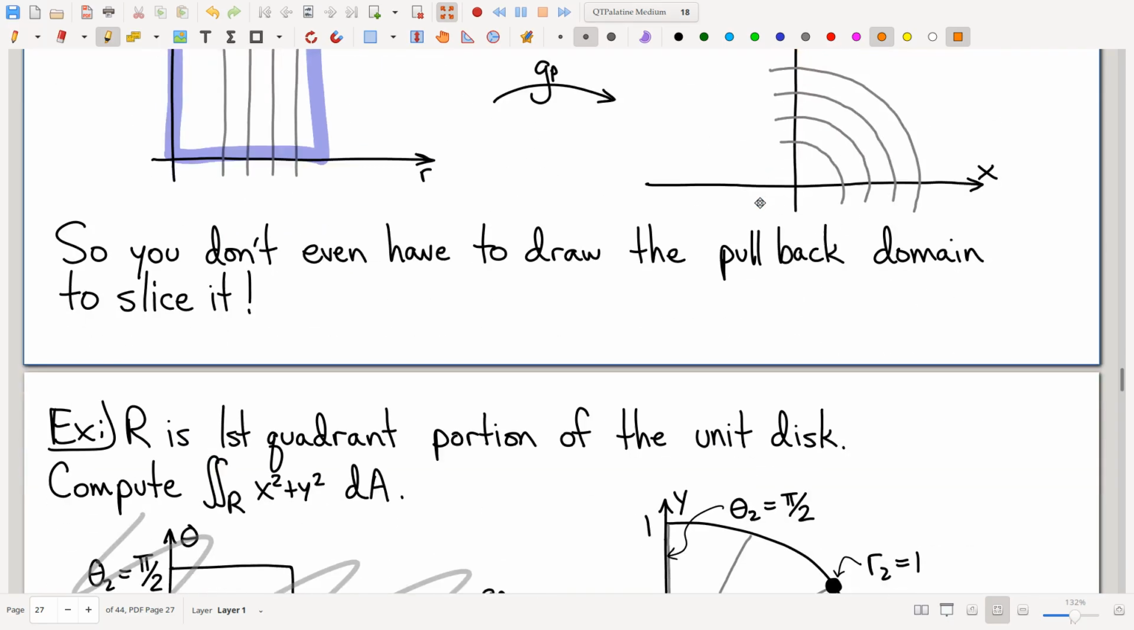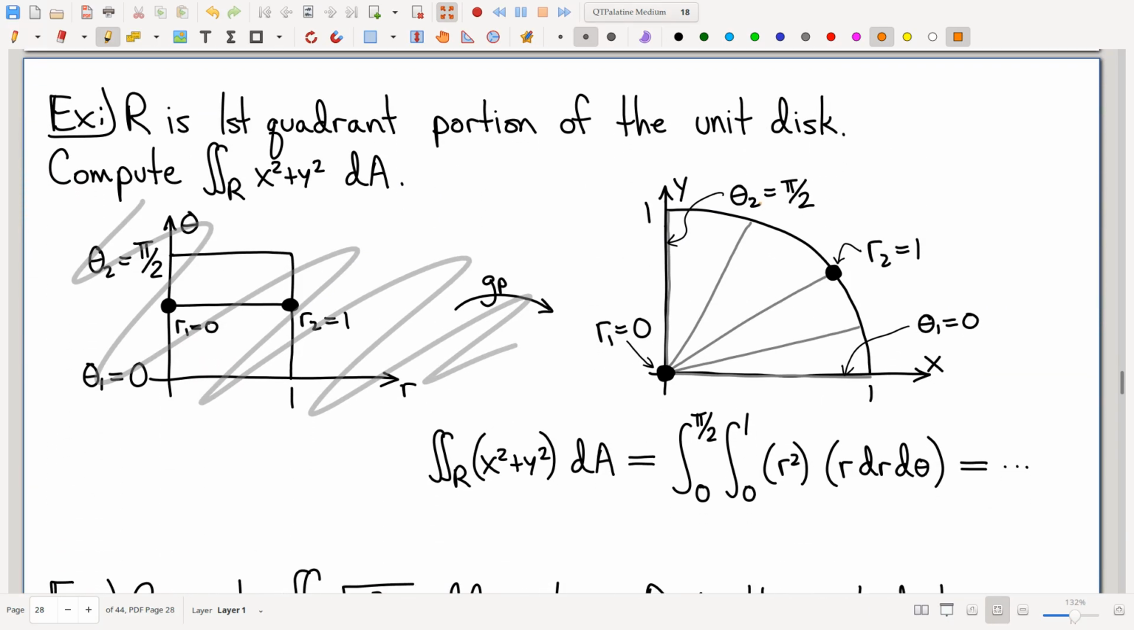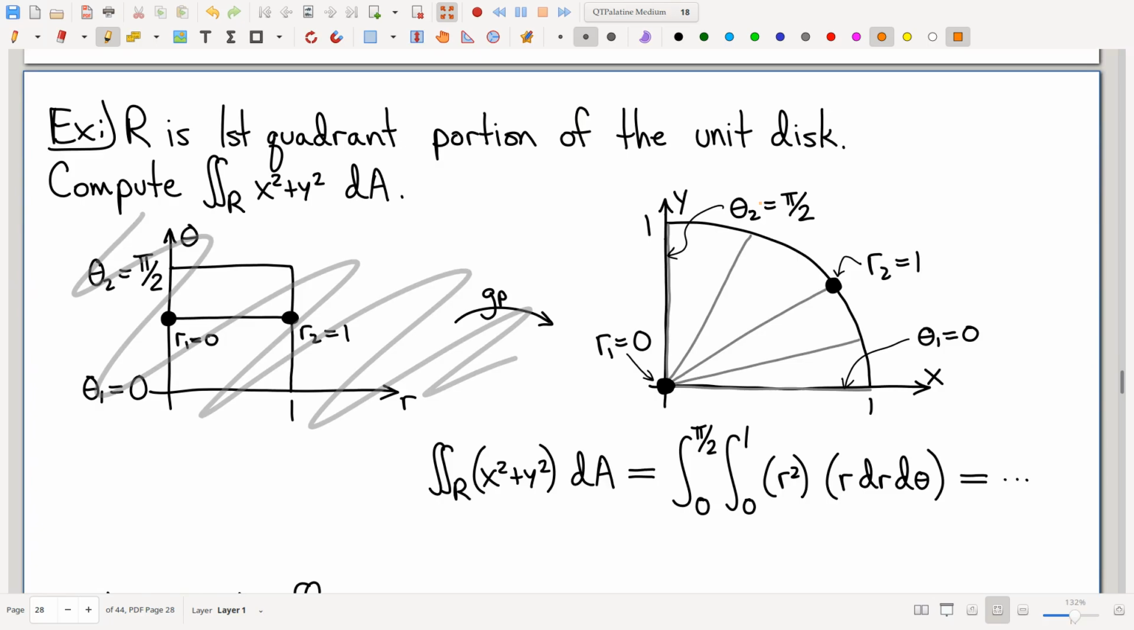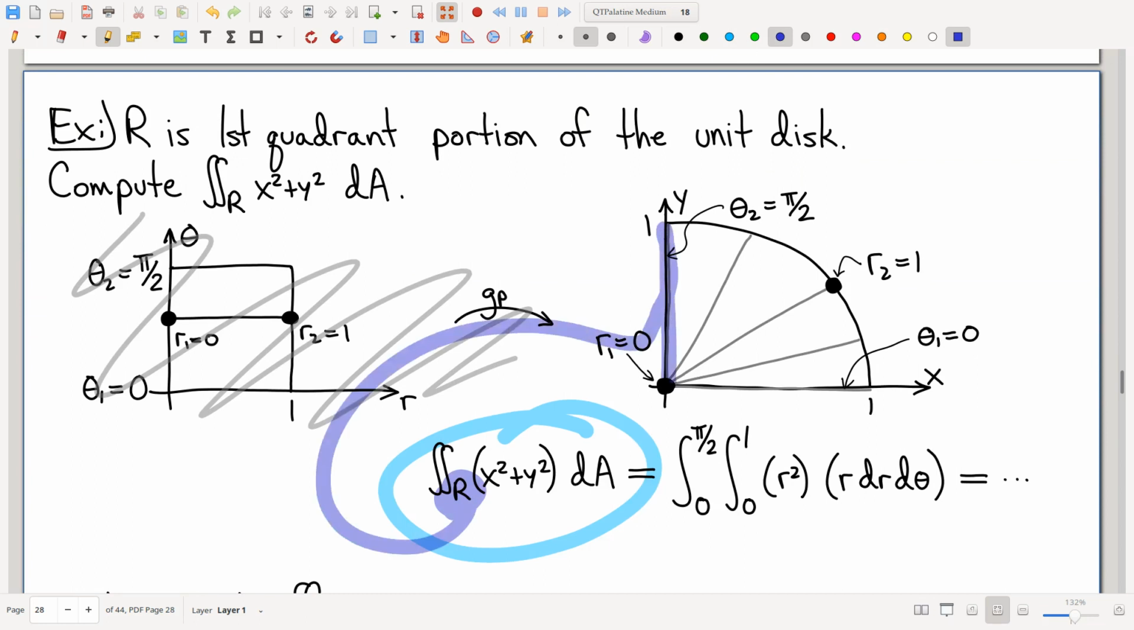So let me show you an example of this in action. Here's that same example that we were just doing. Right, so we were looking at this integral on the domain being this quarter unit disk.